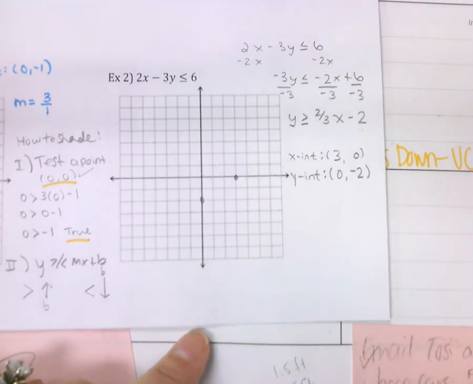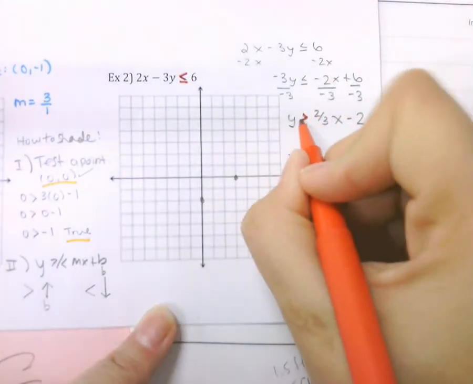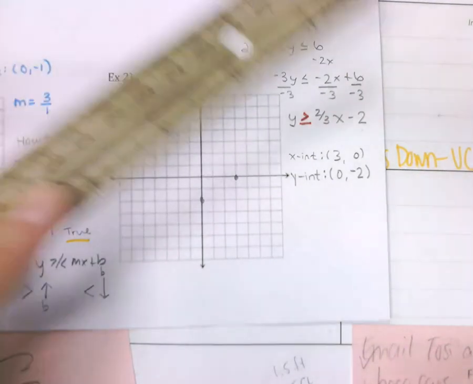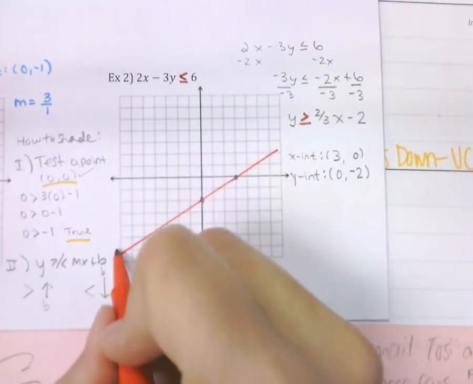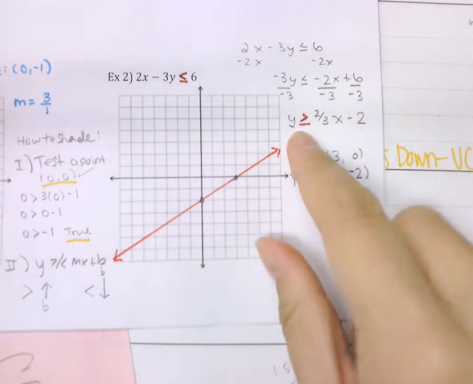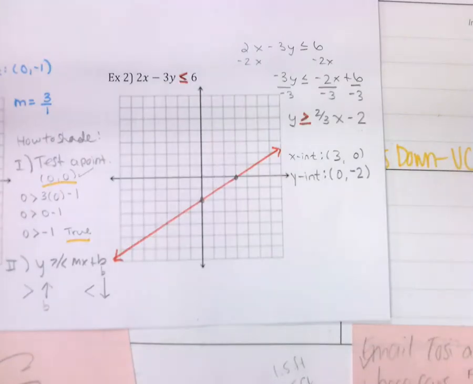Now, this says less than or equal to, or greater than or equal to. When you see the or equal to, you're going to turn this into a solid line instead of a dotted line, because you're including the values on the line as well. So the first one was dotted, but this one's going to be solid, because it says or equal to. We're including all the values on the line. It's not just a boundary line.